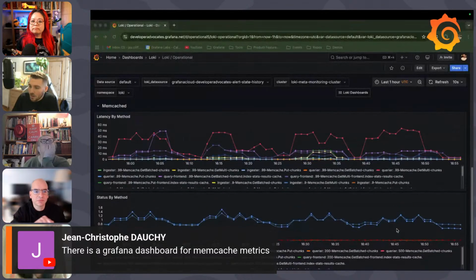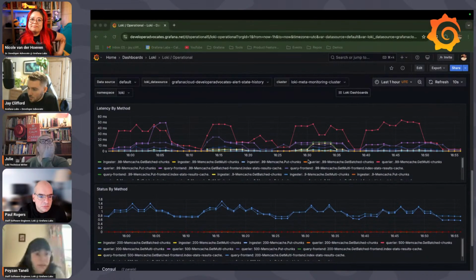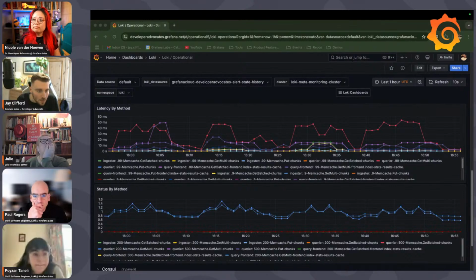Oh yeah, that's cool. Out of the box memcache metrics should be good. This is the rows that I was talking about in operational. Thanks, Jay.